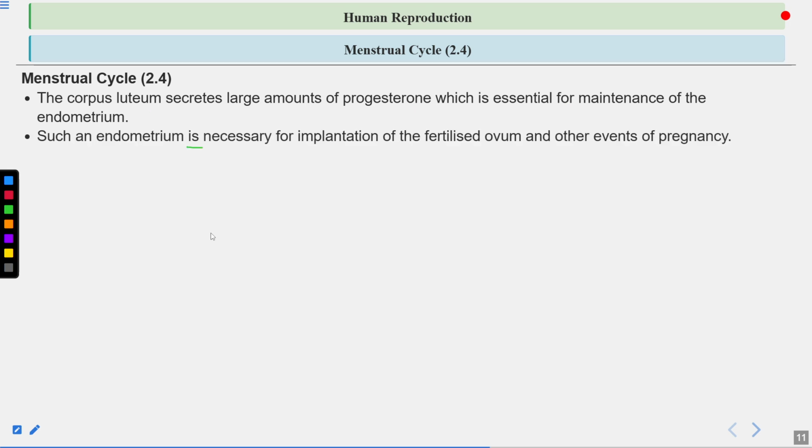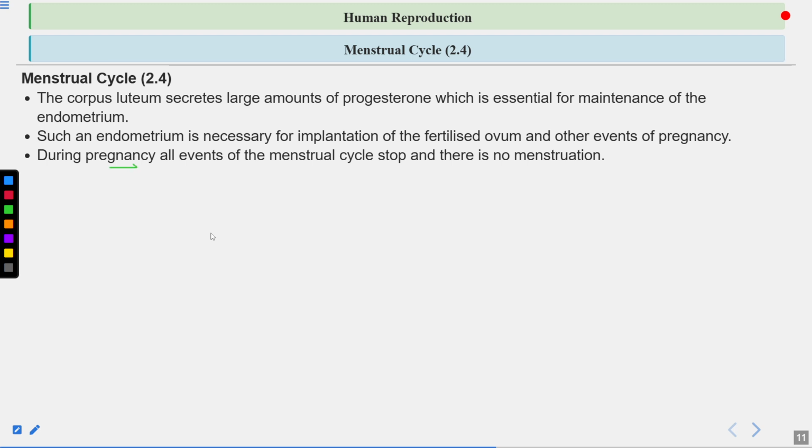Now, such an endometrium is necessary for the implantation of the fertilized ovum and other events of the pregnancy. So, we'll talk about implantation. What is implantation? It is the attachment of the blastocyst to the endometrium. Okay. So, such an endometrium is necessary for the implantation of the fertilized ovum and other events of pregnancy.